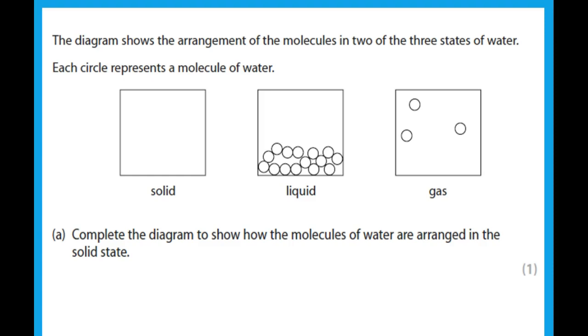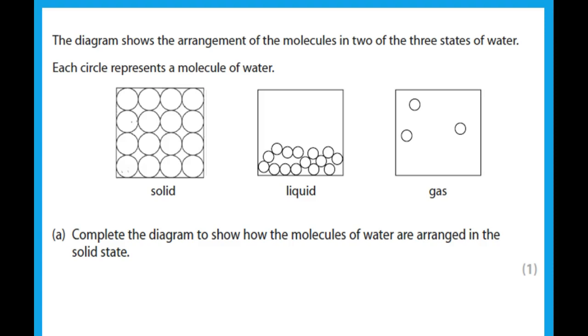The diagram shows the arrangement of molecules in states of water, and he's saying complete the diagram to show how the molecules of water are arranged in the solid state. For the solid, you should have a diagram that has particles, all of them touching each other and arranged in regular rows. You can fill the whole box, or you can just put part of the box, but they should be all touching in regular rows.